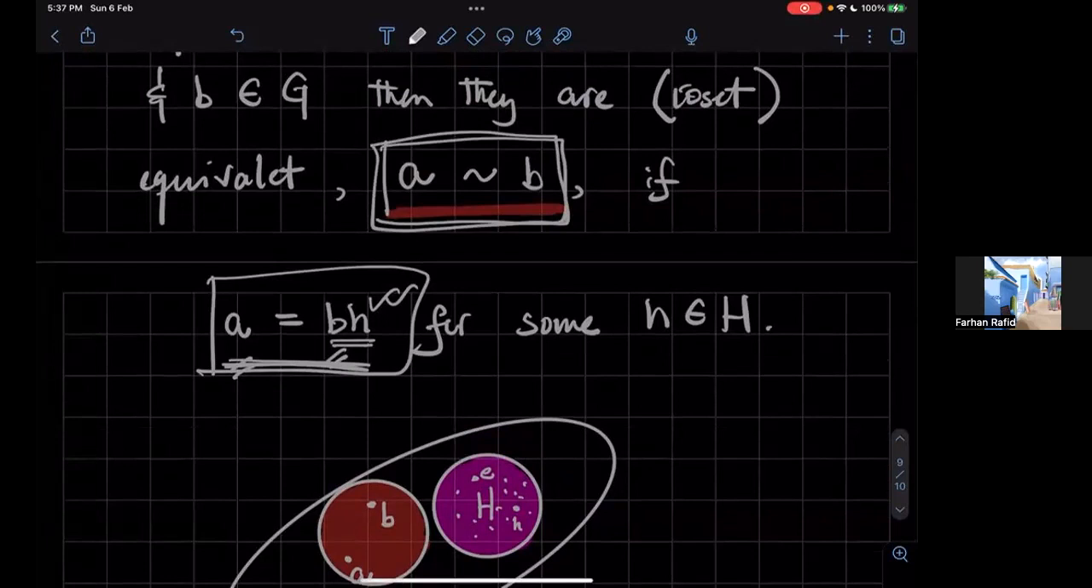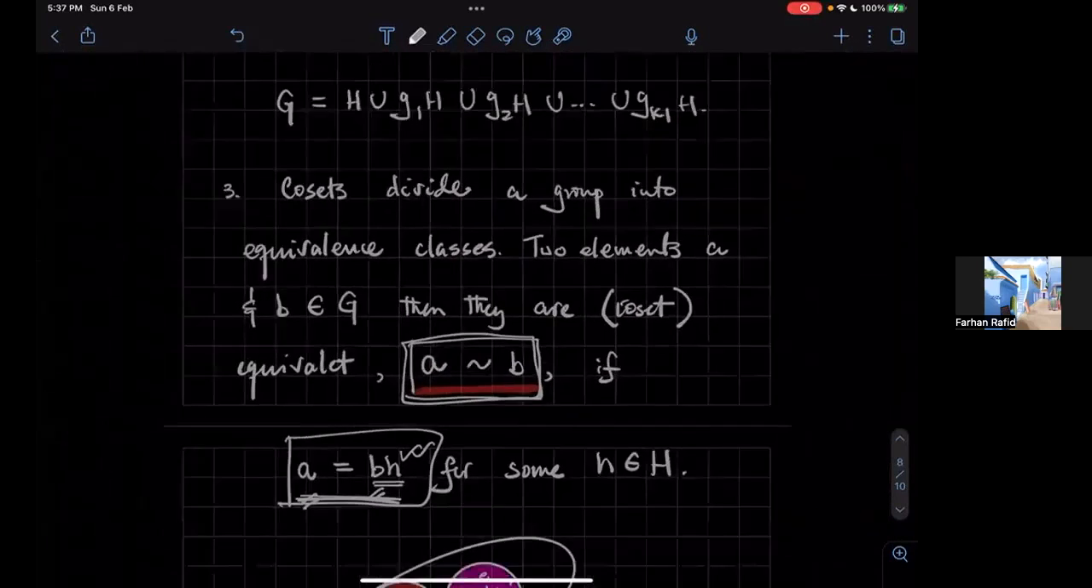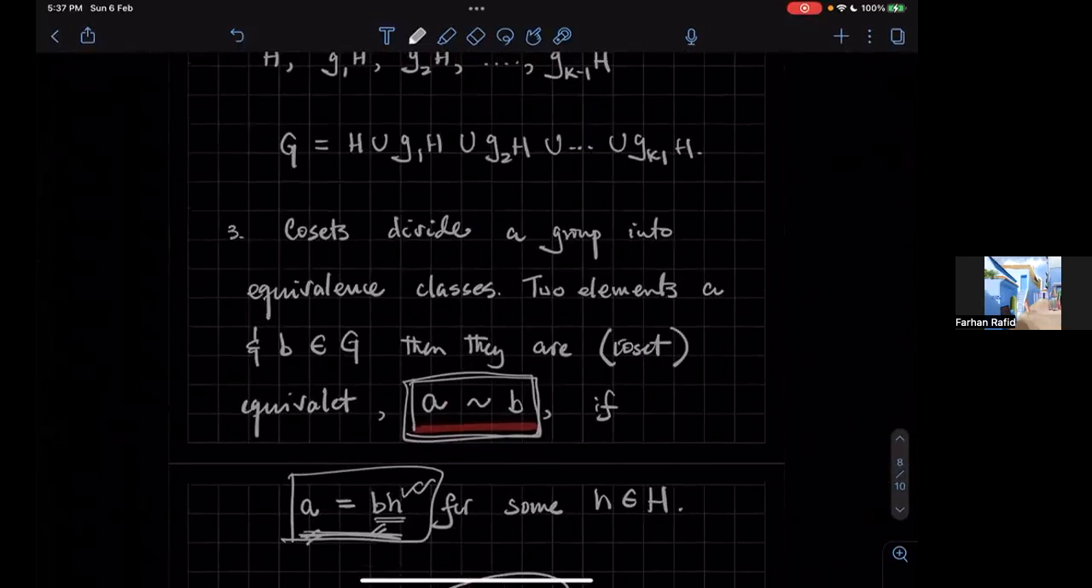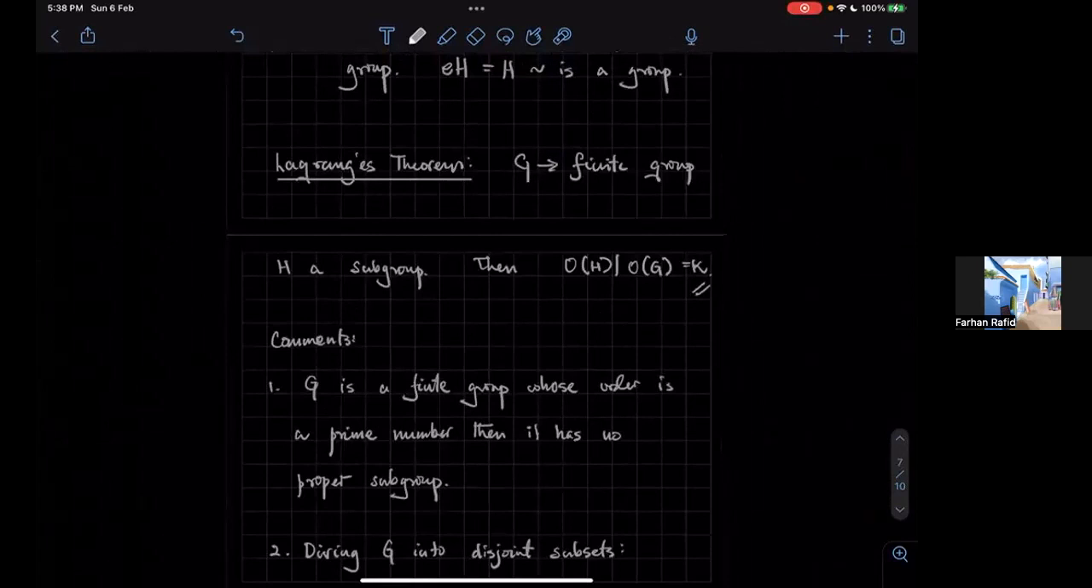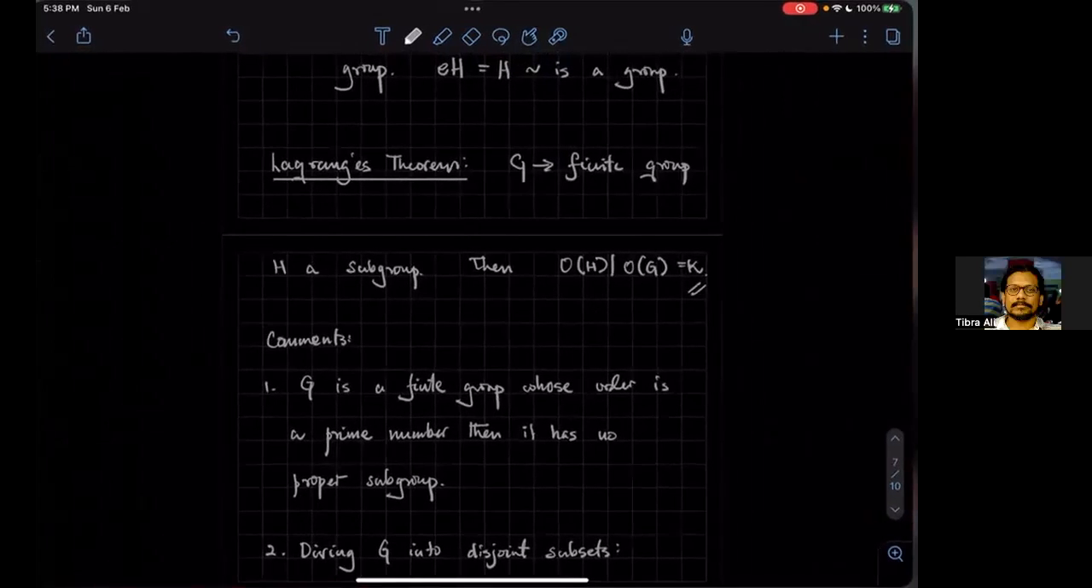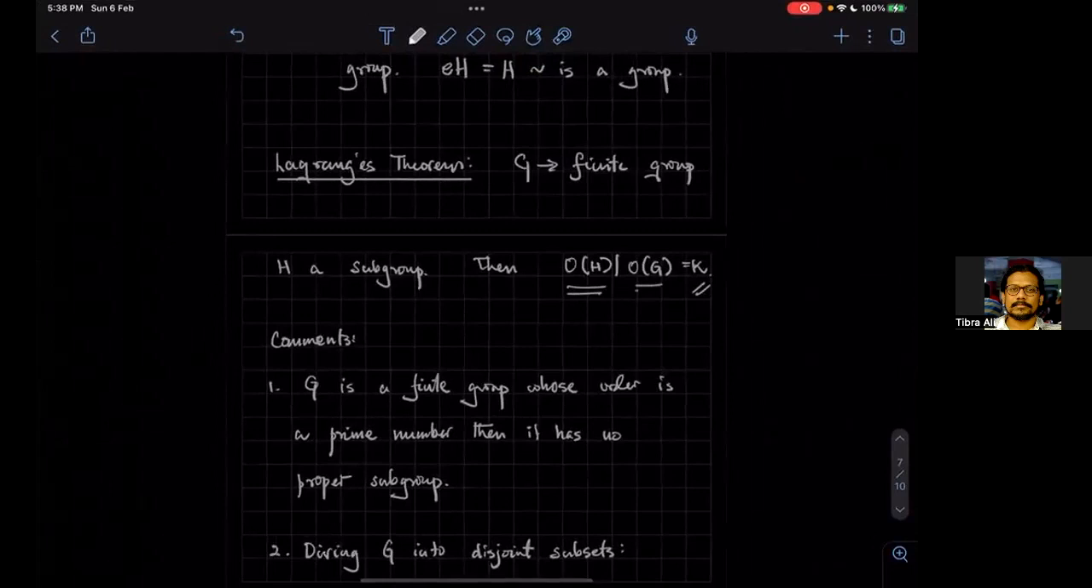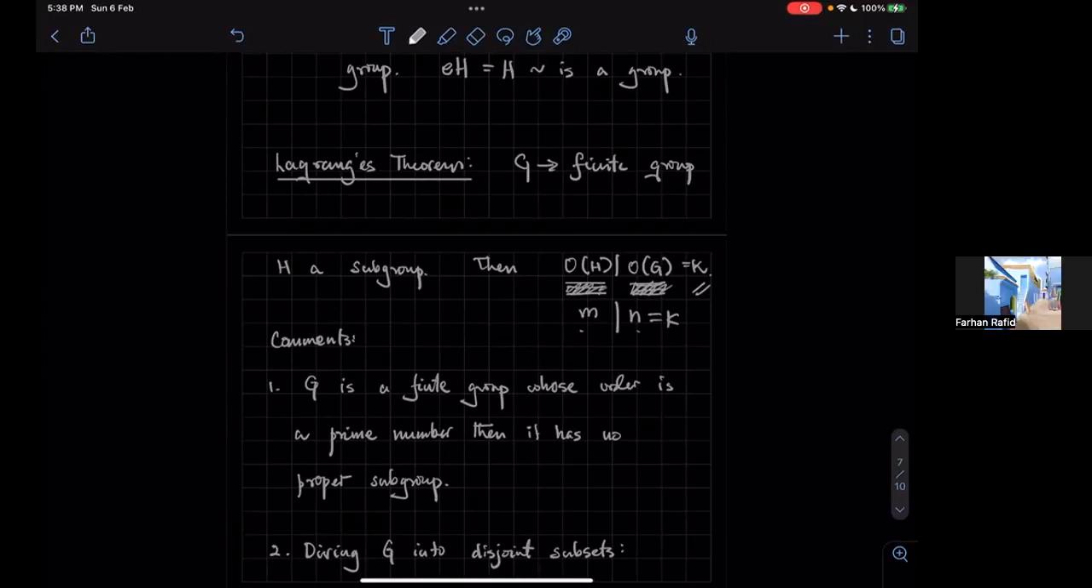Would you scroll up a bit on the Lagrange's theorem part? So this horizontal bar, what does this mean? This is a whole number, and this is a whole number. This means this number divides this number, meaning this number is divisible by this number. So if this is some integer m and this is n, that means that m divides n. Okay, got it. Okay?